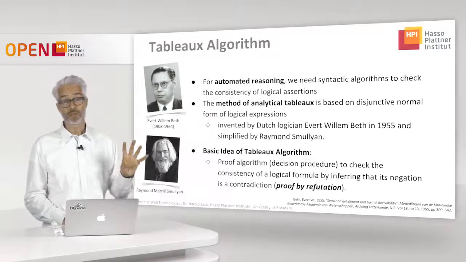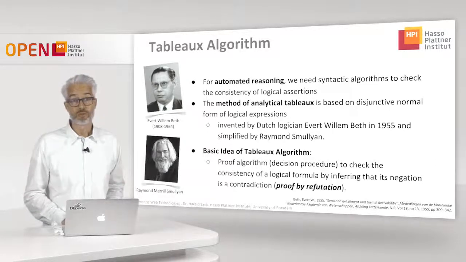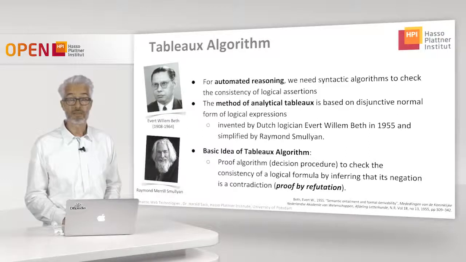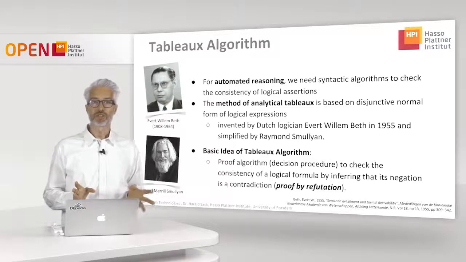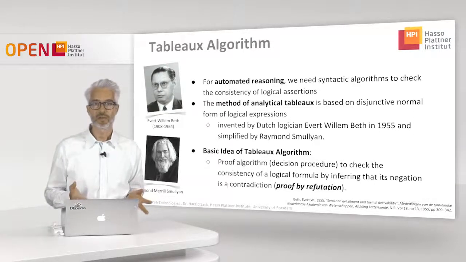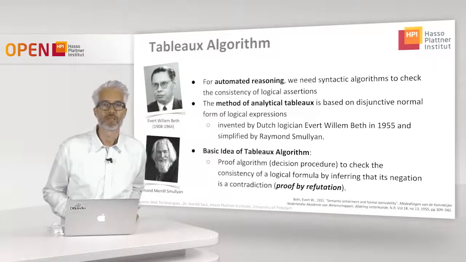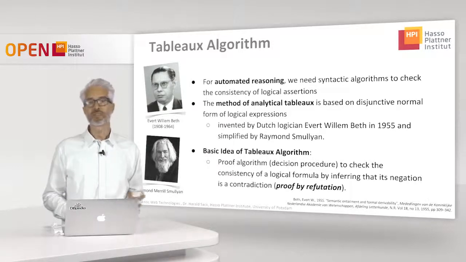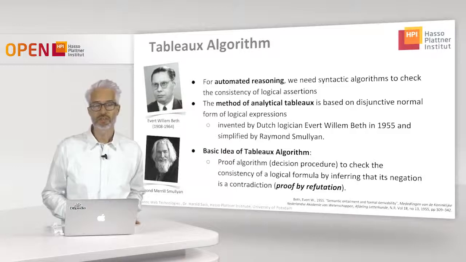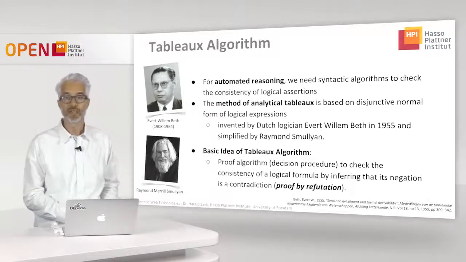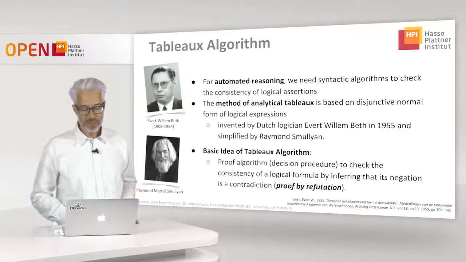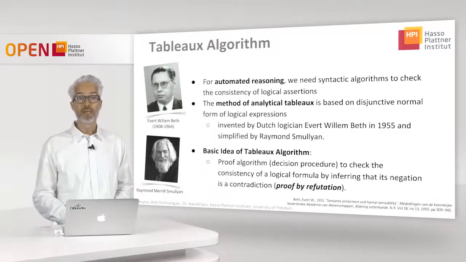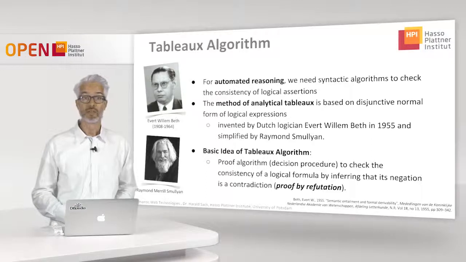Now we want to talk about the first algorithm for mechanized reasoning, and this is the so-called Tableaux algorithm. The Tableaux algorithm, which is also called the method of analytical tableau, is based on disjunctive normal form of logical expressions. We will later learn about what this means. It was invented by a Dutch logician called Everett Willem Beth in 1955, and it has further been simplified by Raymond Smullyan in the form that we will also use today.